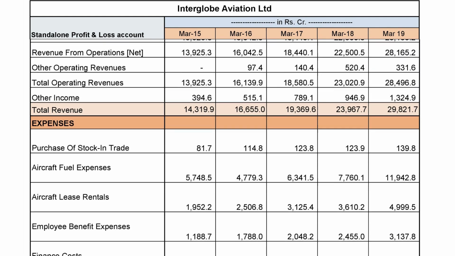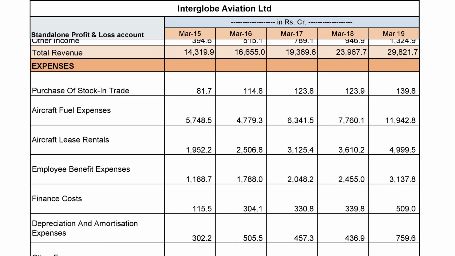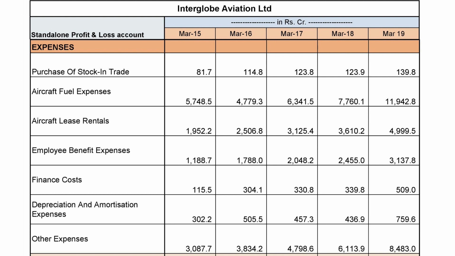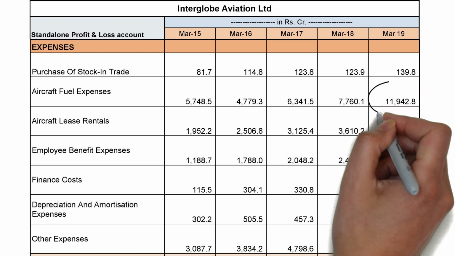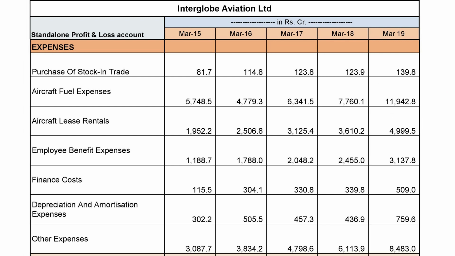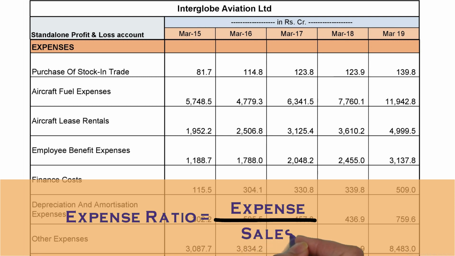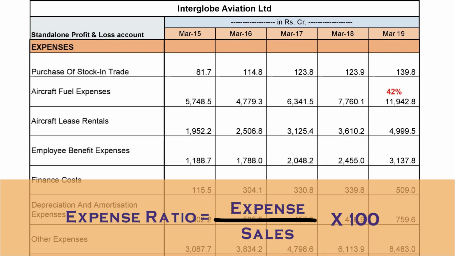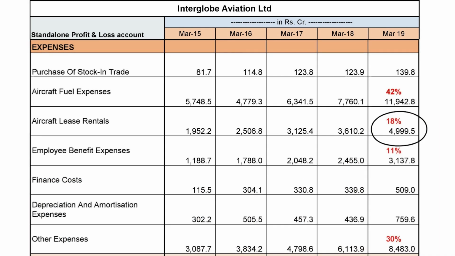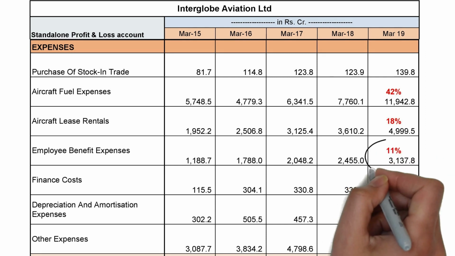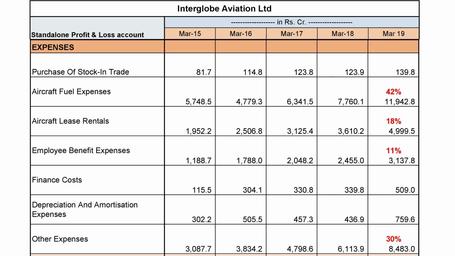Looking at Indigo income statement, following are the expenses which are summing up to major expenses. 1. Aircraft fuel expenses. Rupees 11,942 crores. You know how to find its share in the revenue, right? Yes. Particular expense divided by revenue into 100 for percentage. Next, aircraft lease rentals. Other expenses. Employee benefit expenses. This is called vertical analysis.